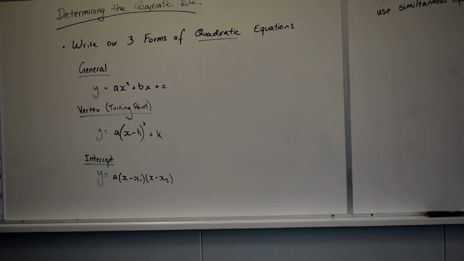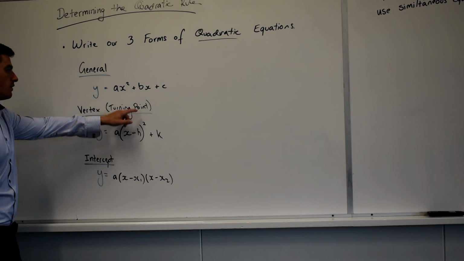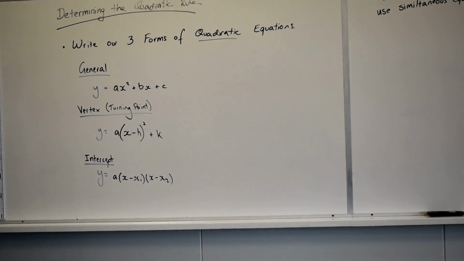When would it be better to use intercept form? When you have the intercepts. When would you use turning point form? When you know where the vertex is. When do you use general form? When you know nothing and you're hoping for the best. Okay. Maybe you know that when x is 0, you might know your c value, so that takes out one of your variables straight away.